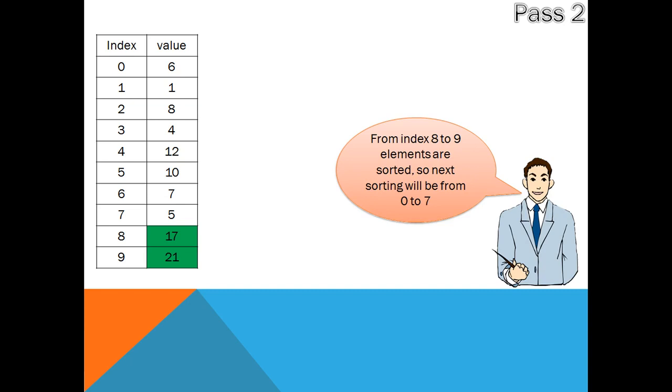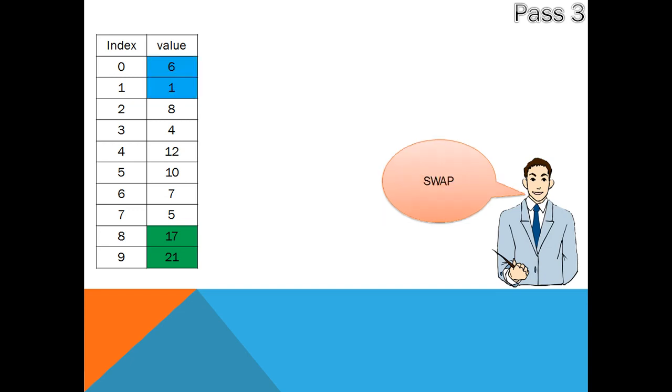At the end of the first pass, the largest element will be at the last position. At the end of the second pass, the second largest will be at the second last position. And now let us see pass 3. 6 and 1 compared, no swapping. 6 and 8, no swapping. 8 and 4, swapping required. 8 and 12, no swap. 12 and 10, required. Sorry, 12 and 7, swapping is required. 12 and 5, swapping is required.